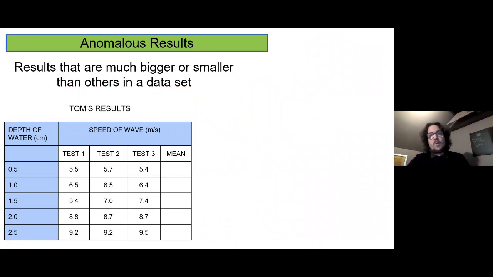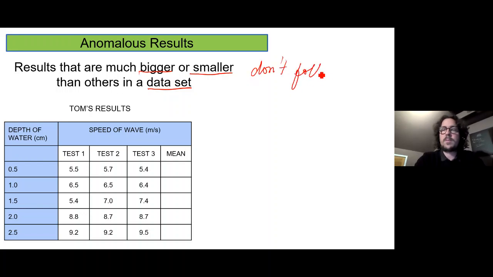Anomalous results. Now, whenever we're doing a practical, we always try, of course, to collect accurate data. However, often through human error or maybe systematic error, maybe some sort of fault with the equipment that we're using, we could end up with some anomalous results. And they are results that are much bigger or maybe much smaller than others in a data set. Another way of saying this would be that they don't follow the trend in the results or the pattern in the results.